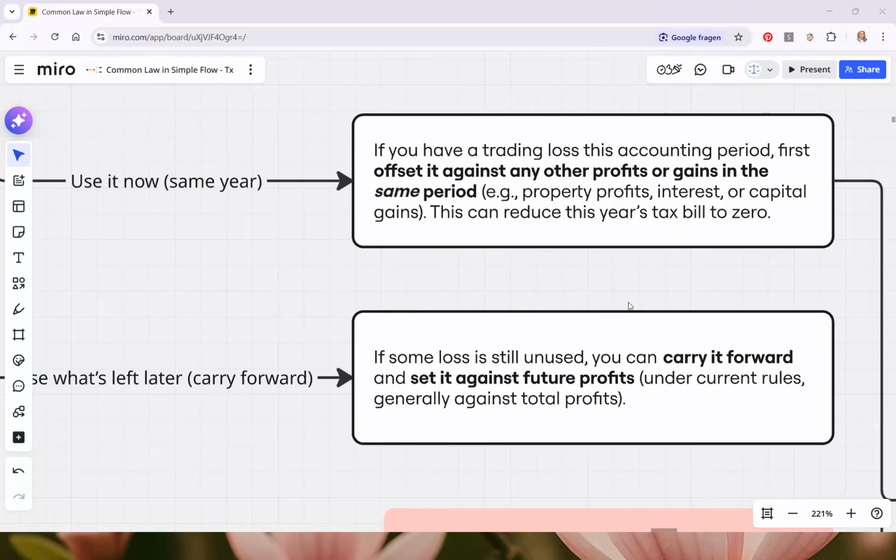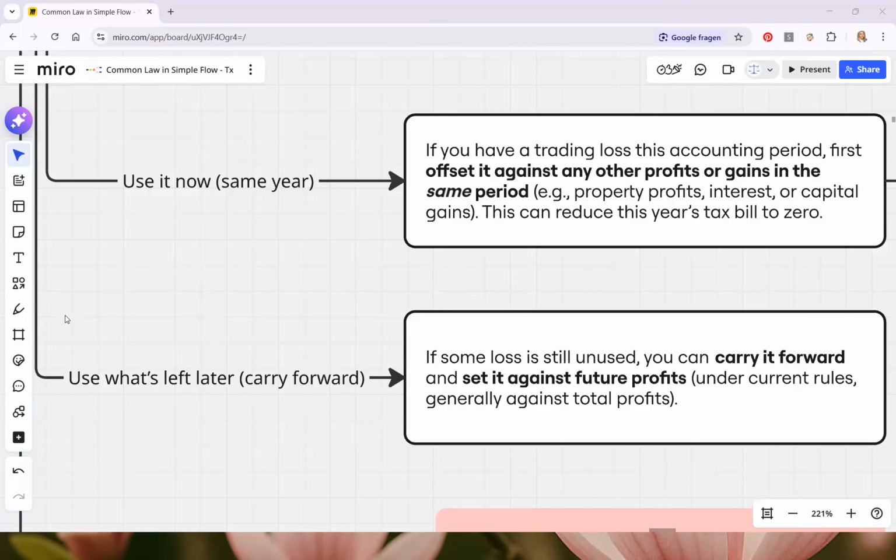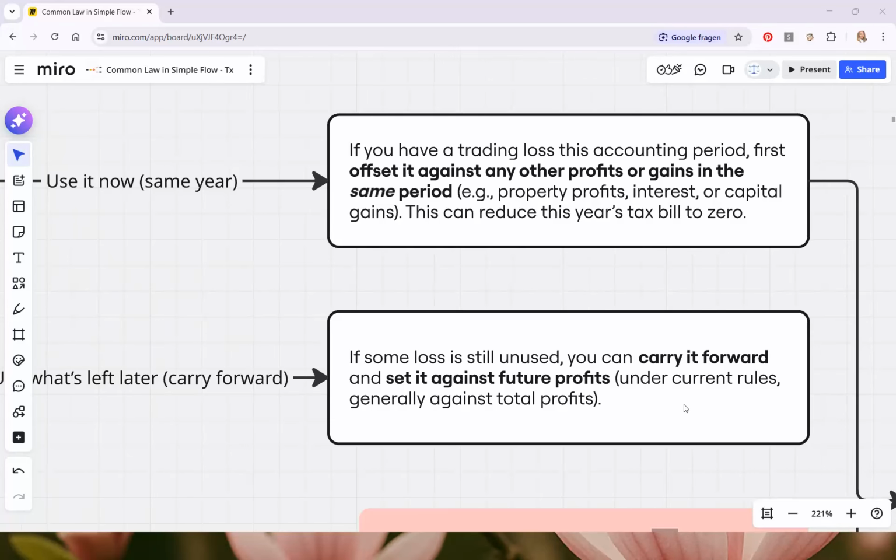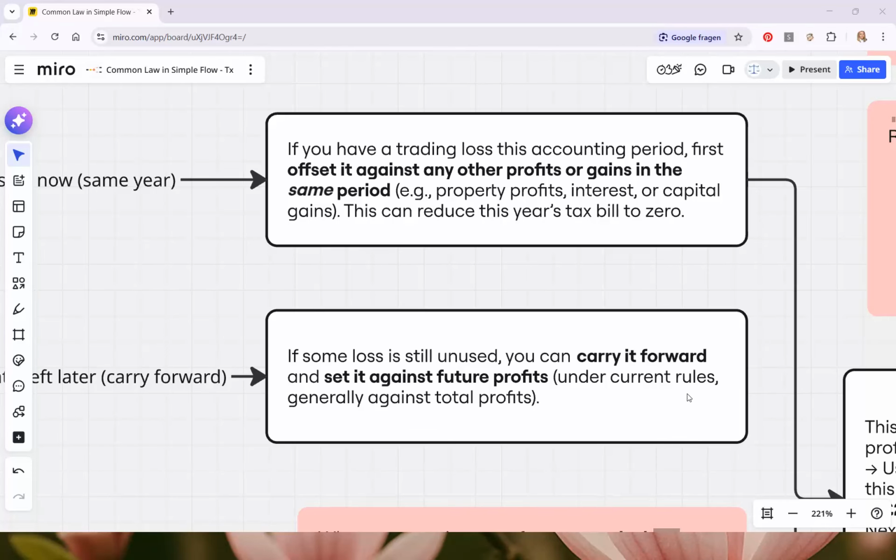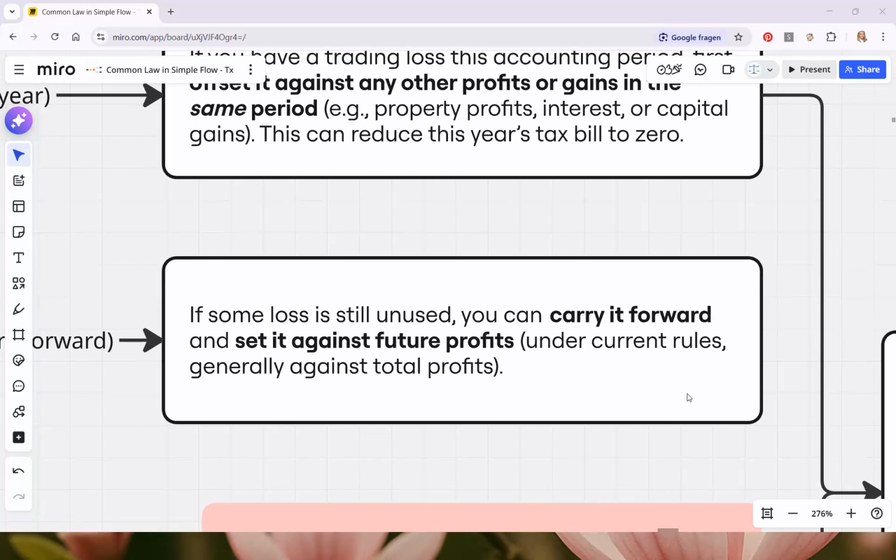Then, use what's left later, so carry forward. If some loss is still unused, you can carry it forward and set it against future profits under current rules, generally against total profits.